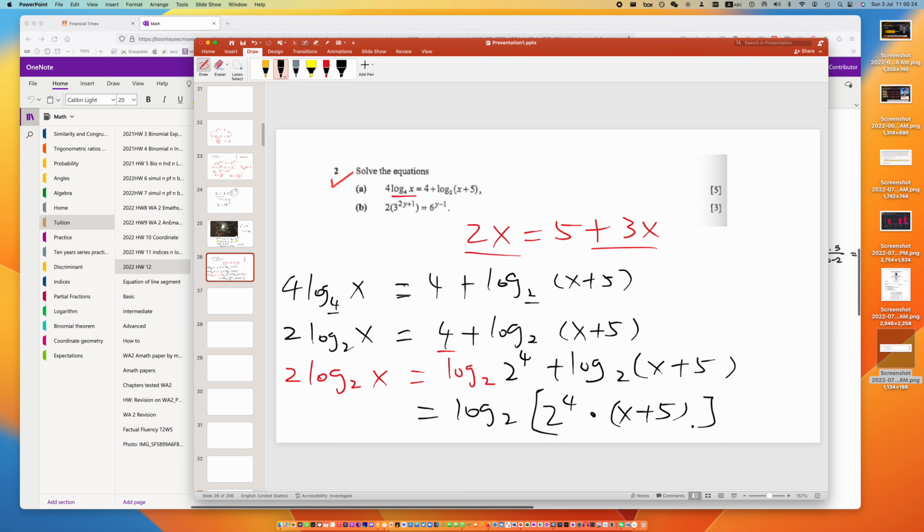Like you have something plus, and then take these 2 out as times. Then therefore here you get log 2 x to the power of 2. So in a way, you can actually get rid of this log 2 and log 2. So basically you end up with a quadratic. Does it make sense?